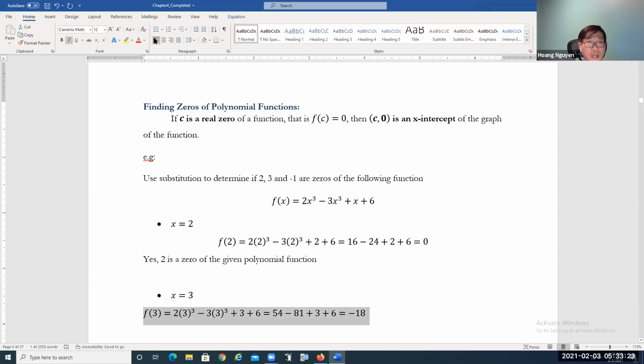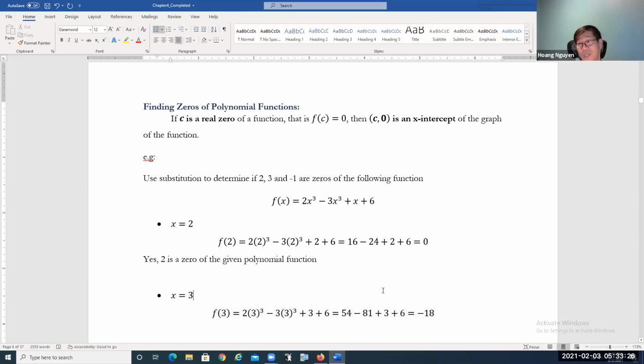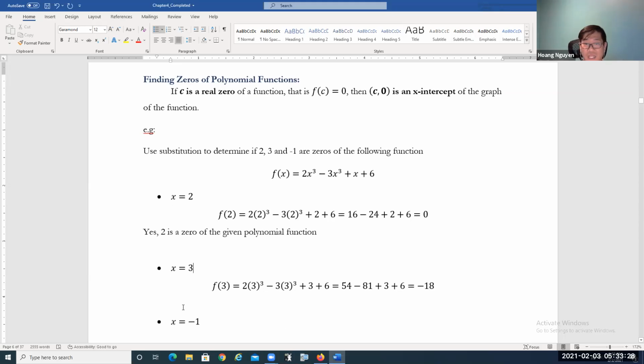So when you plug in x equals 3 into the given polynomial function, the output is not equal to 0. So you can say no, 3 is not a 0 of the given polynomial function. So that's the second value.